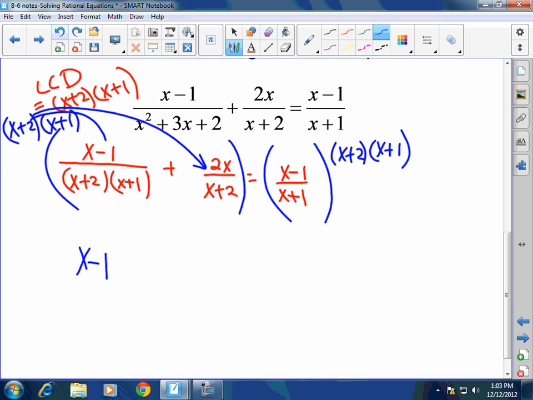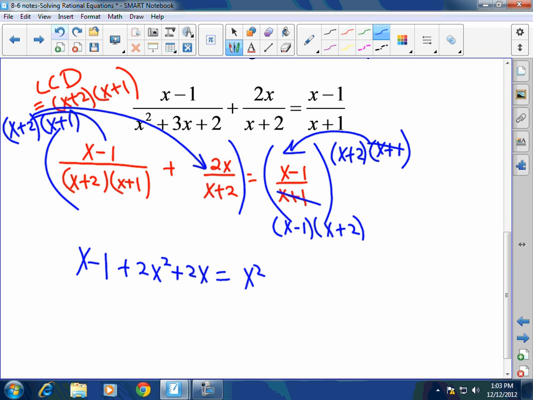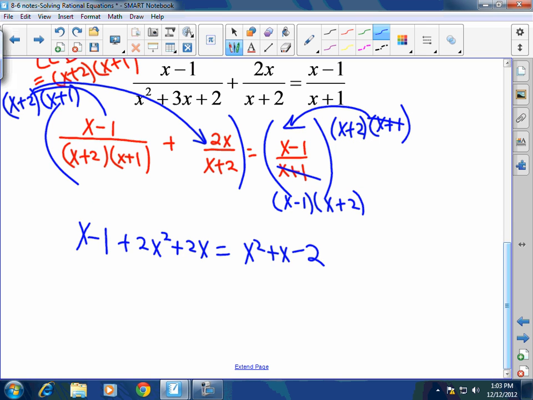Now I'm going to multiply it over here, right? Which one of these is going to cancel? The x plus 2. So what am I going to distribute the 2x to? 2x plus 1. So this is going to be 2x squared plus 2x. And then over here, when I multiply this to that, who gets canceled? x plus 1. So now I got to do x minus 1 times x plus 2. I got to FOIL. So x times x is x squared plus 2x minus x, that's plus x, minus 2. Now, let's go ahead and simplify. This is going to be 2x squared plus 3x minus 1 equals x squared plus x minus 2.